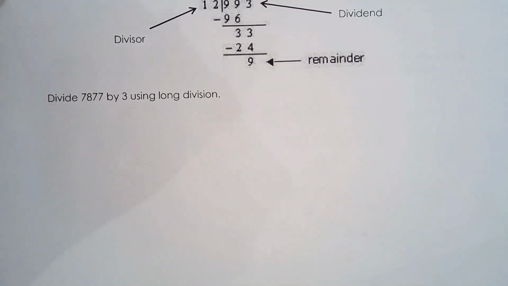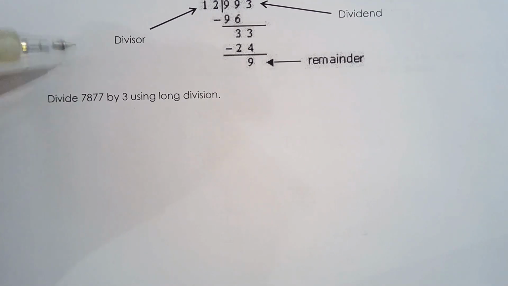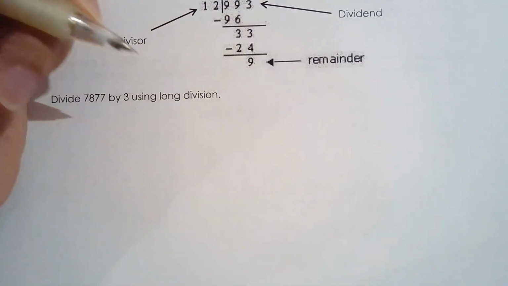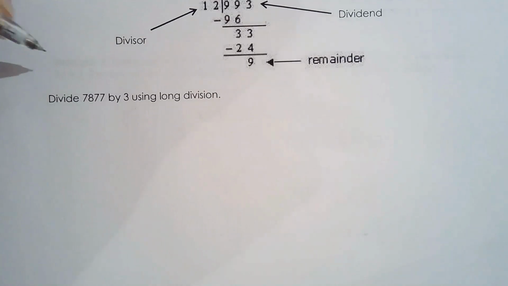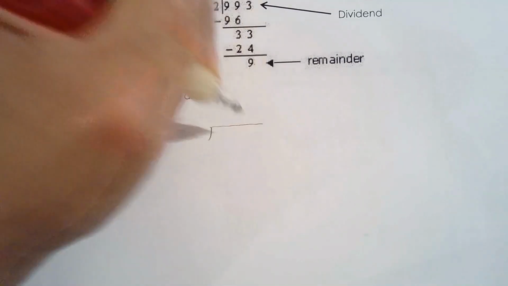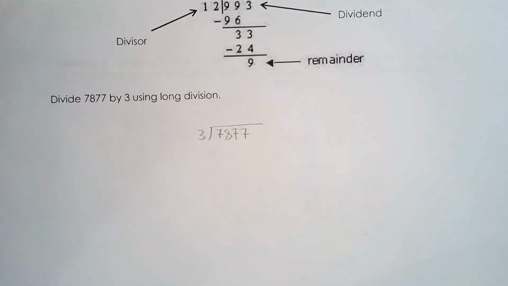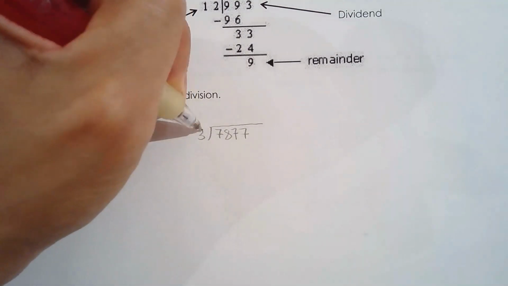But we're going to just take 7,877 and divide it by 3. And believe me, this is going to come in handy when we try to factor cubics. Okay, this is our first step to help us factor cubics. Okay, so 7,877 divided by 3. So how many times can 3 go into 7?